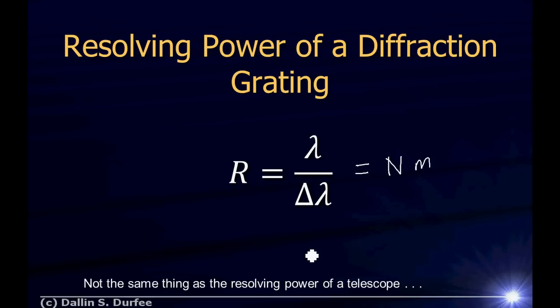Note, once again, this is not the same thing we mean when we talk about resolving power when we're talking about telescopes. Here we're talking about determining precisely what the wavelength of some light is. Whereas when we talk about telescopes, we'll be talking about resolving small features. What's the smallest thing we can see in our image?